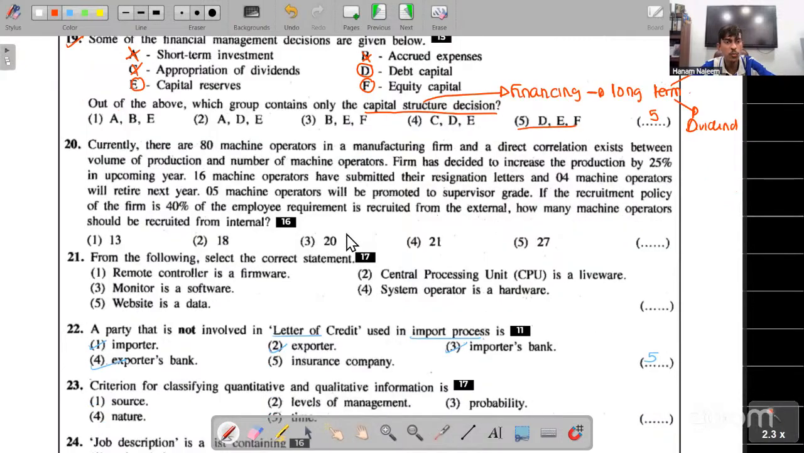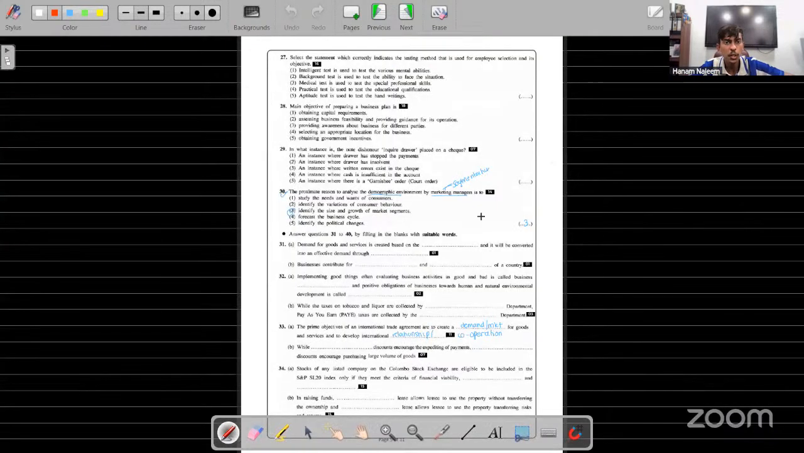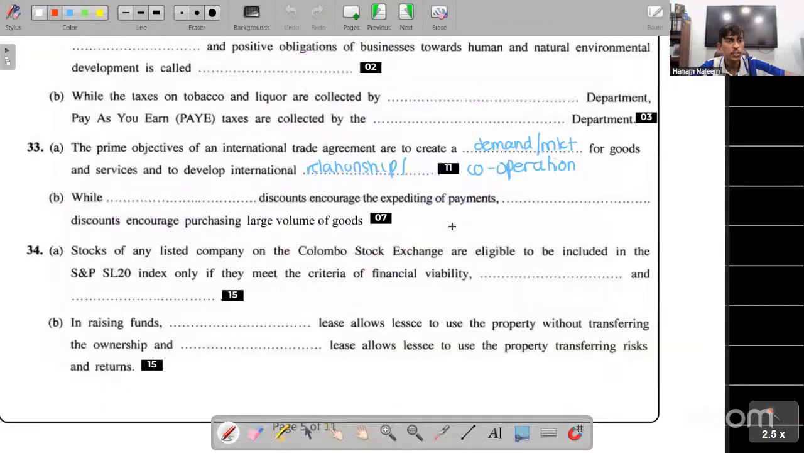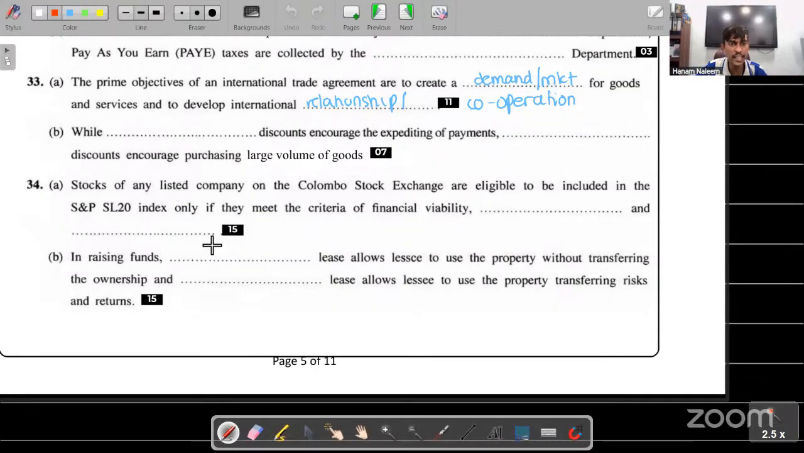34. So there was only one MCQ from this year. We'll go for question 34. Okay. Stocks of any stocks, shares of any listed companies on the Colombo Stock Exchange are eligible to be included in the S&P SL 20 index only if they meet the criteria of financial viability. So, if you take all the 200 and almost like 90 companies, we select the top 20 companies first, and see how their share prices are moving. Select the top 20 company, we have to have a criteria, right?